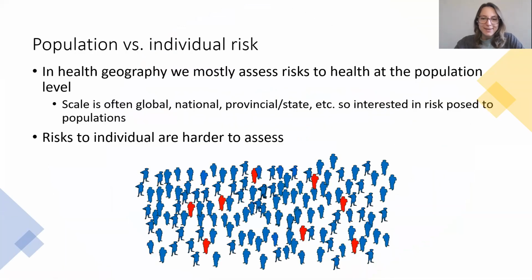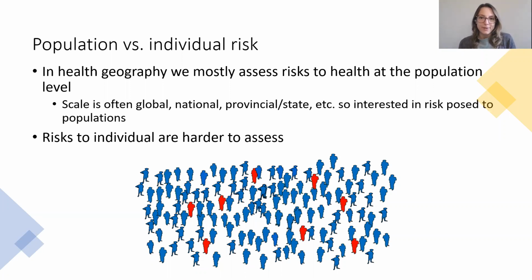So in health geography, we mostly assess risks at the population level, as you may have noticed. A lot of the study designs that we talked about specifically enlist groups of individuals as study participants. So they're interested mostly in assessing those risks to health at a population level. Now, when we do that, we're really providing an average estimate of the probability of some disease happening in that population, in that group of individuals. So by doing that, you're making certain assumptions about the individuals that make up that group.